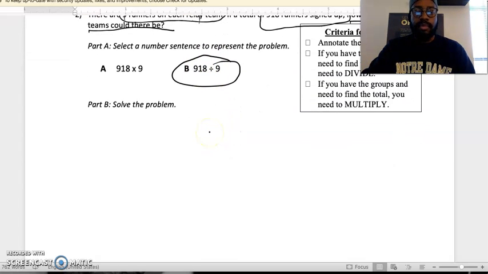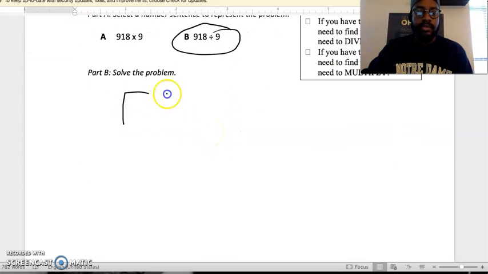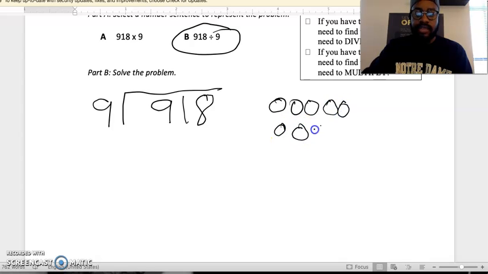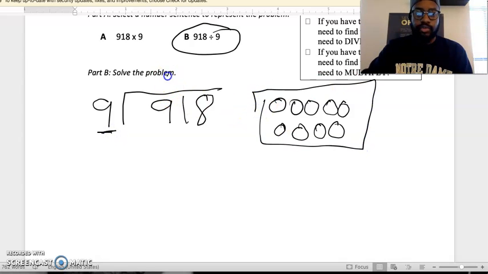So now I'm going to set my problem up. Draw my house. 918 is the dividend. 9 is the divisor. Start with the number closest to the house. Draw my 9 circles. 4, 5, 6, 7, 8, 9. And I'm putting that into groups of 9. Look at that. One whole group.